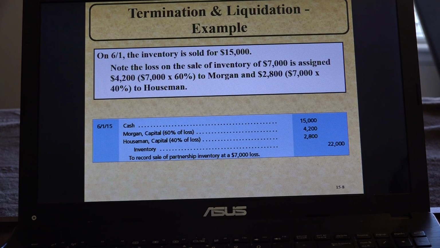So Morgan gets $4,200 of the $7,000 loss, 7,000 times 0.60, and Houseman gets the other 40%. And of course, you credit your inventory.